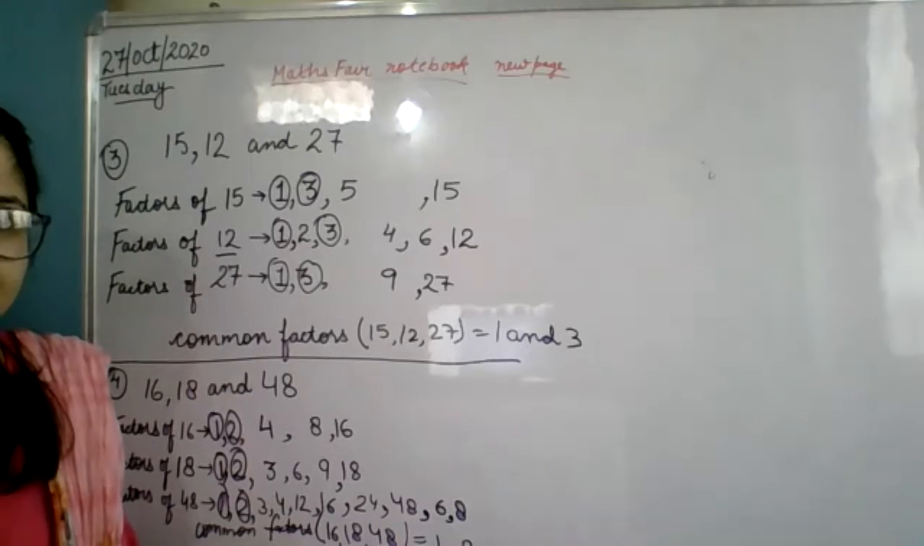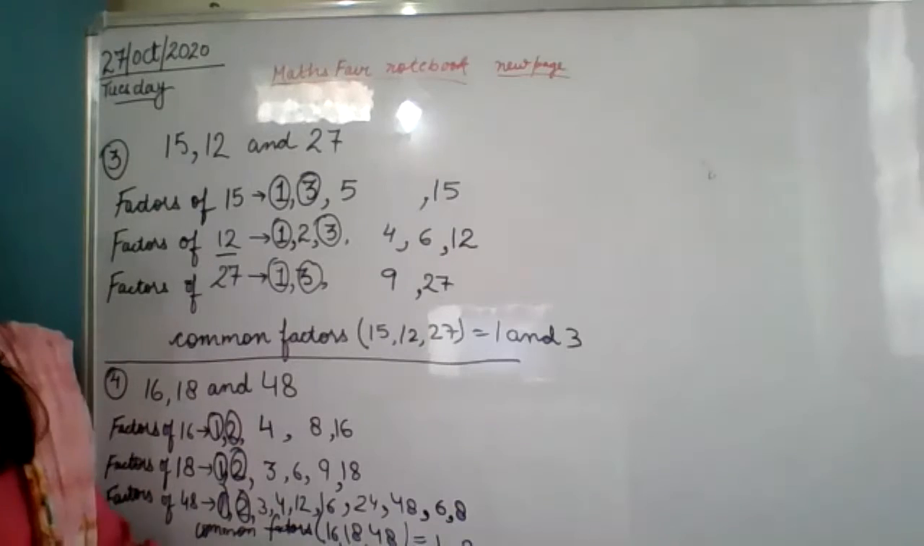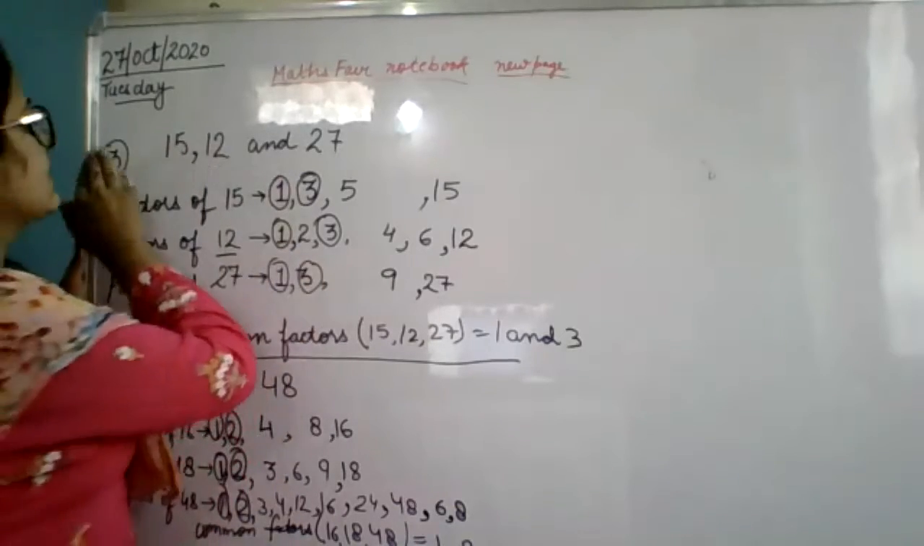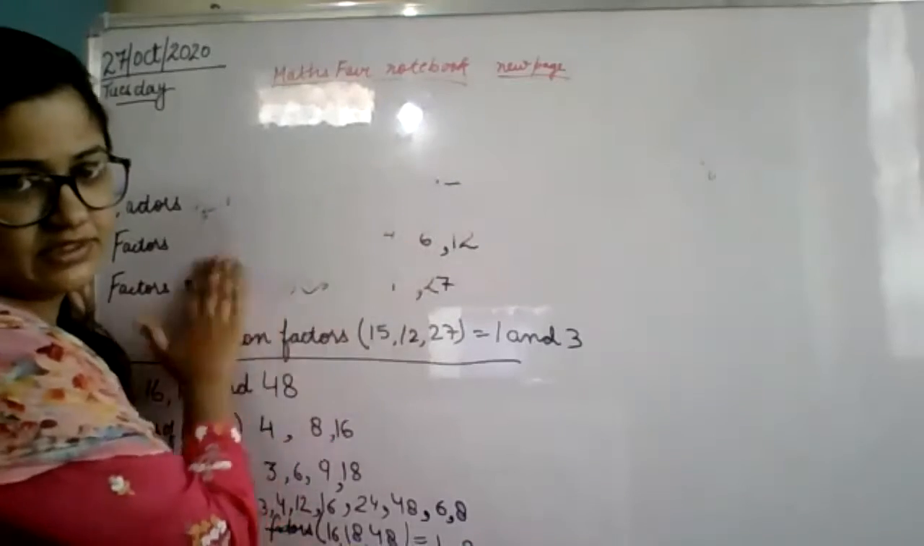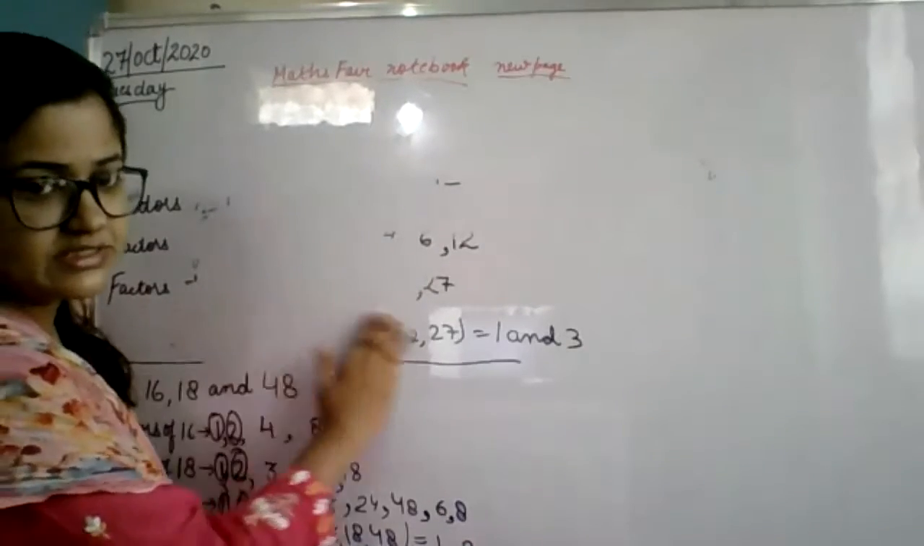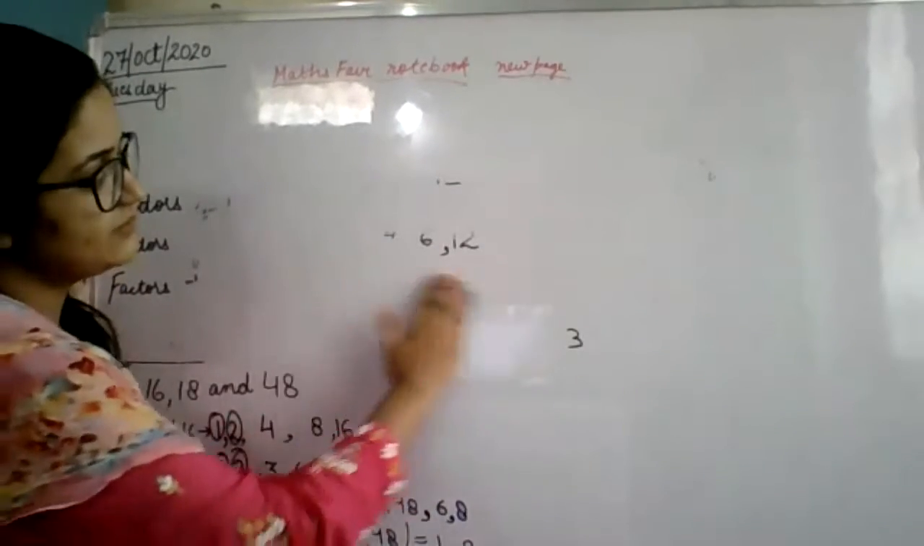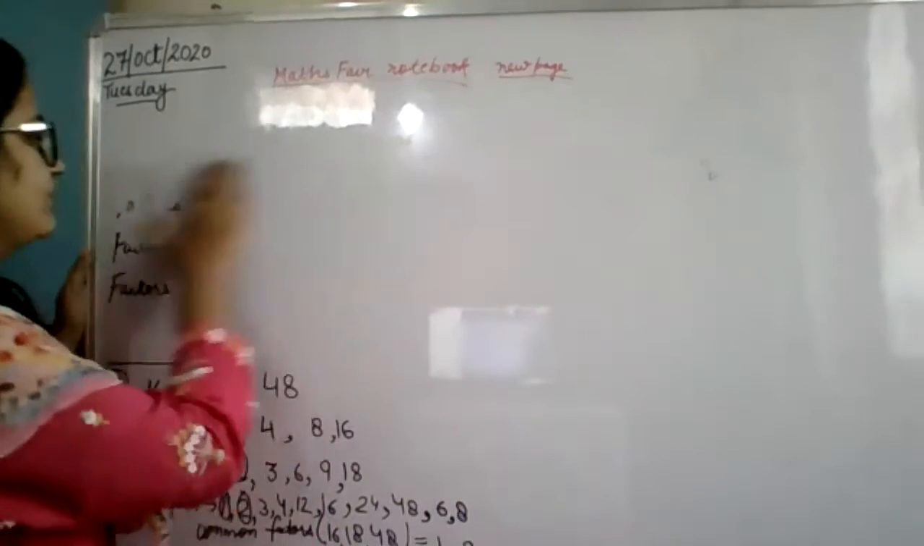Okay, now everyone take out a new page, or you can continue from the same page if you have the space. Now we are going to do HCF. Similar way we have to do it. HCF is done in the same way, but we have to take out the highest common factor.